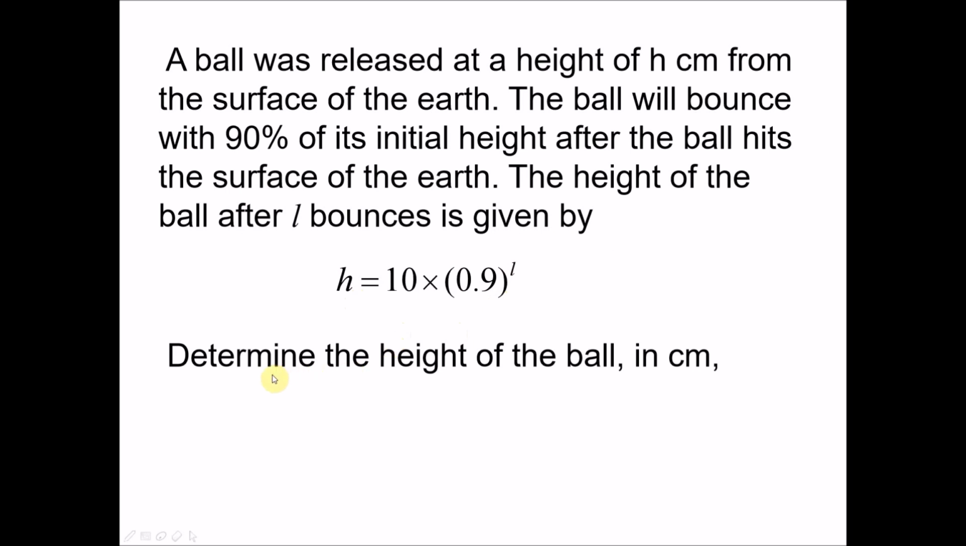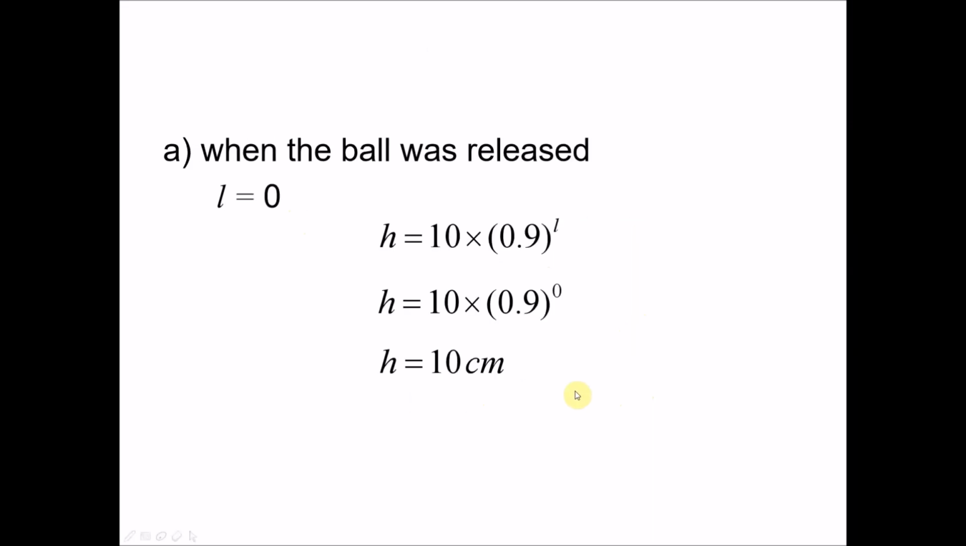We look at the question here. It says, determine the height of the ball in centimeters when the ball was released. It means it is the initial height. So when it is the initial height, there were no bounces. The number of bounces is 0. So we substitute 0 into the equation given. L here equals 0. We calculate this, we get h equals 10 centimeters.